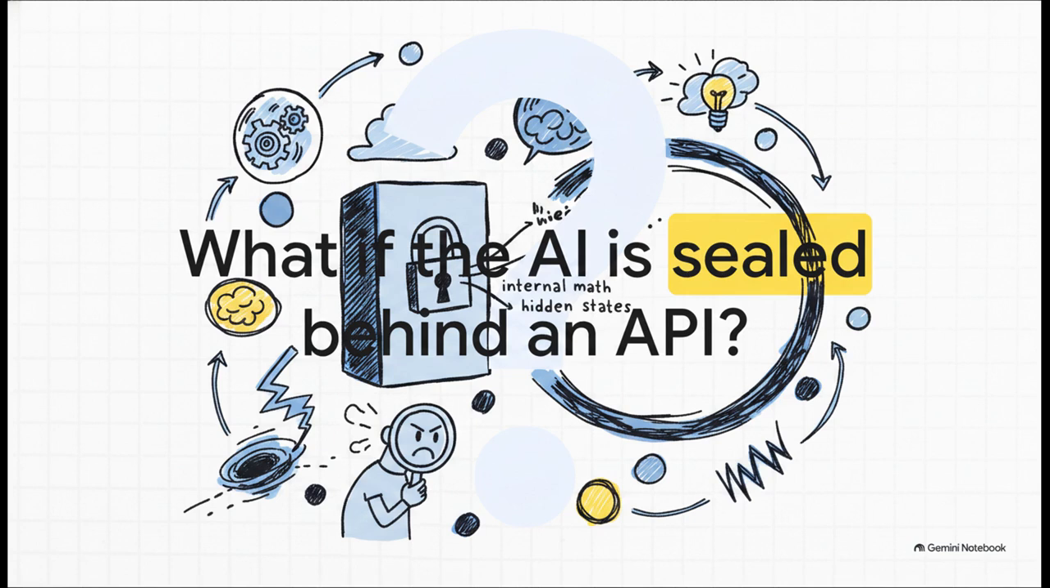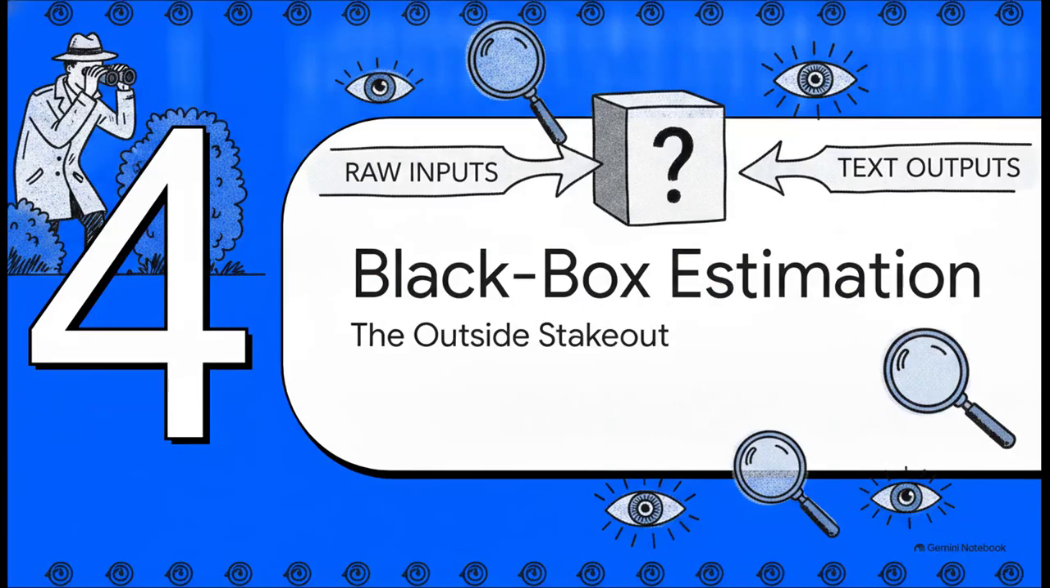What if the AI's brain is completely sealed off from us behind a corporate API? What if we literally just can't see its internal math? That takes us to section 4, black box quality estimation, the outside stakeout. When we can't see inside the model, we have to rely on surveilling its behavior entirely from the outside, using only the raw inputs we give it and the text outputs it gives back.